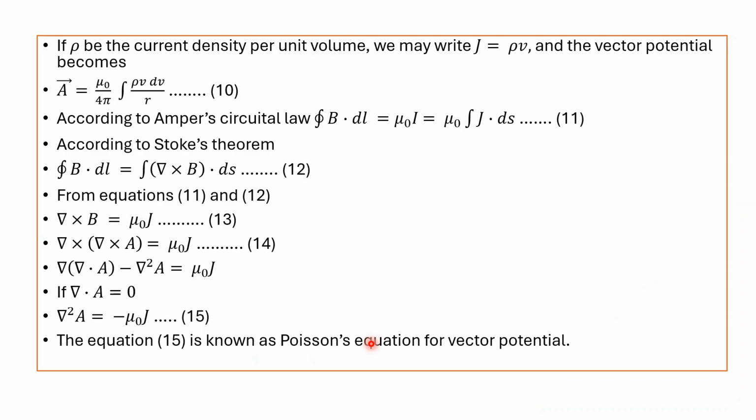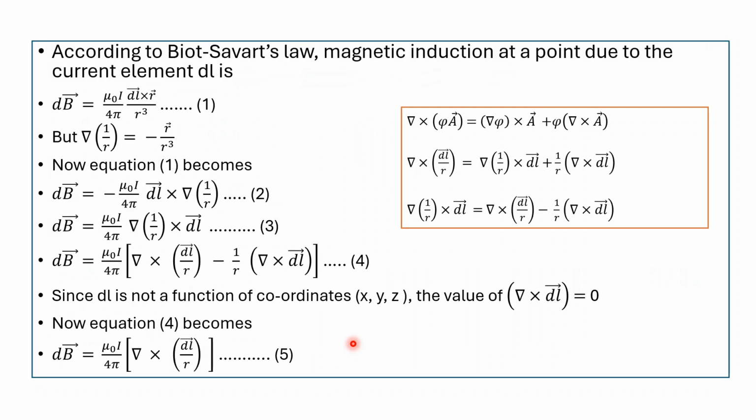Now come to this equation. In equation 1, the term vector r divided by r cube should be replaced by minus of gradient of 1 by r. See here, this vector r divided by r cube is replaced with negative sign of gradient of 1 by r. To convert this negative sign into positive, interchange these two terms. dl vector cross grad of 1 by r is rewritten as grad of 1 by r cross dl vector. Now the negative sign is changed into positive.